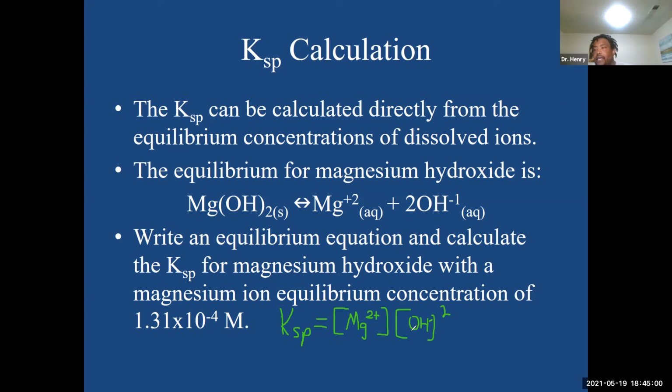Okay, so they tell us if we do that ice table, here we don't have to worry about this guy because it's solid, but we do have to worry about these two. So we have magnesium ion, and we have the OH ion, right? So initially, they tell us that we have 1.31 times 10 to the minus 4th magnesium.